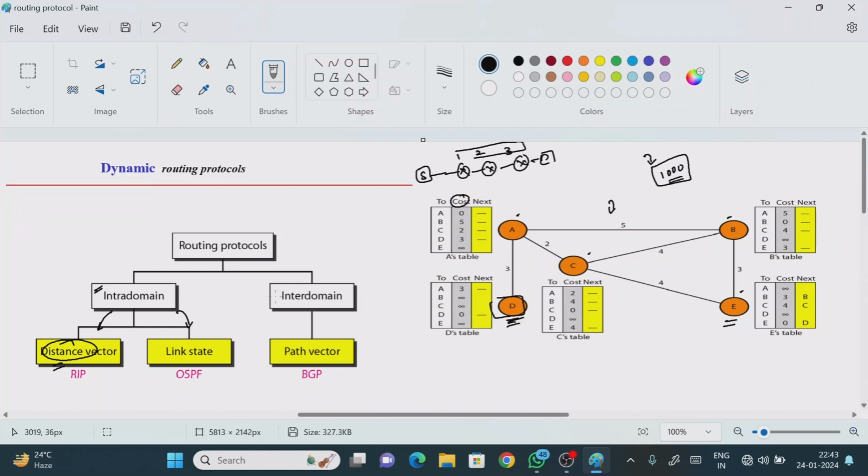Within the 3 routers you can reach your destination if you want to go from here to here. Suppose, for example, there may be something like this. Now see how many routers it takes to reach the destination. If you go via this path, only one router is there.